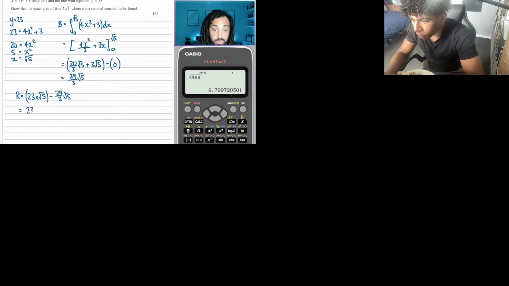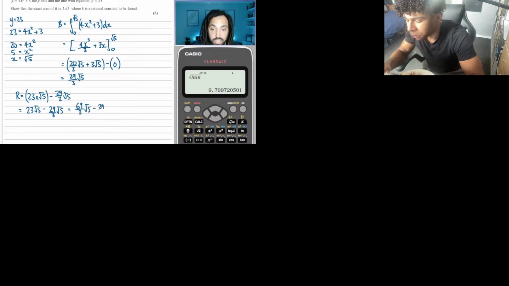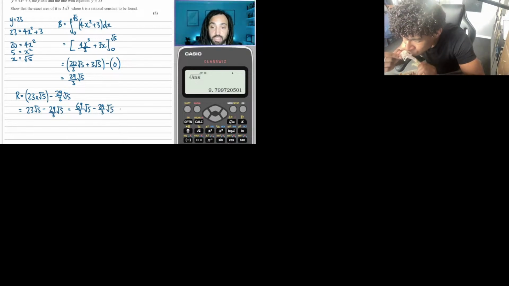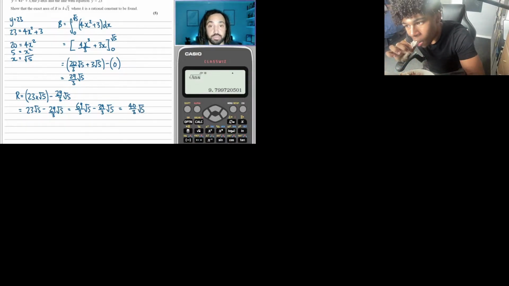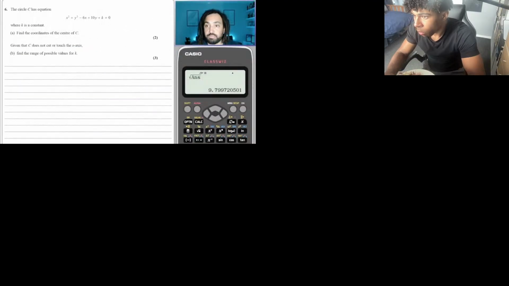So that is just simply 23 root 5 minus 29 over 3 root 5, which is the same as 69 over 3 root 5 minus 29 over 3 root 5, which gives us 40 over 3 root 5. And it says show that the area is equal to this where k is a rational constant to be found. So I can just finish off by saying that k is equal to 40 over 3. And that is job done. Beautiful.